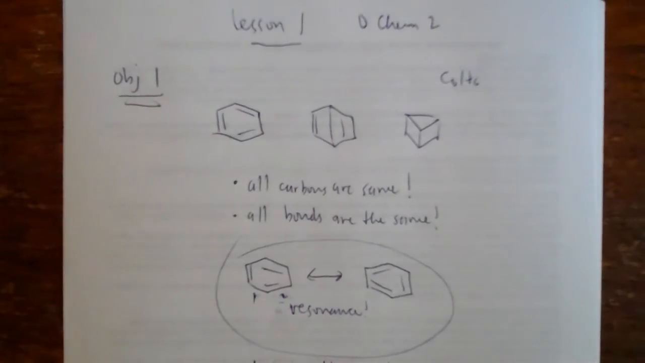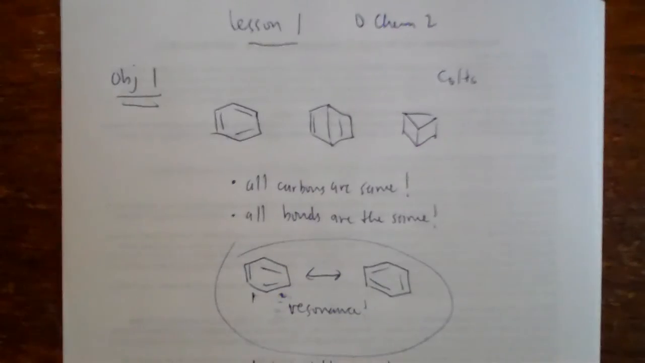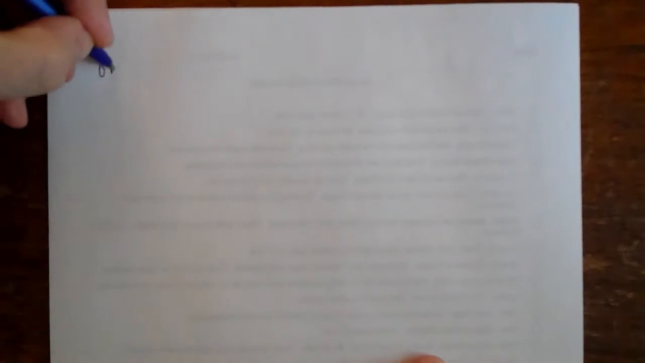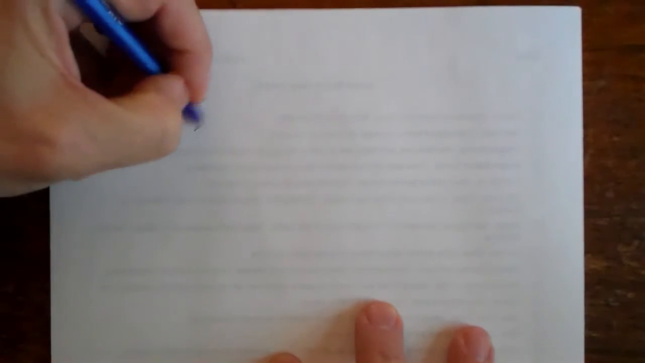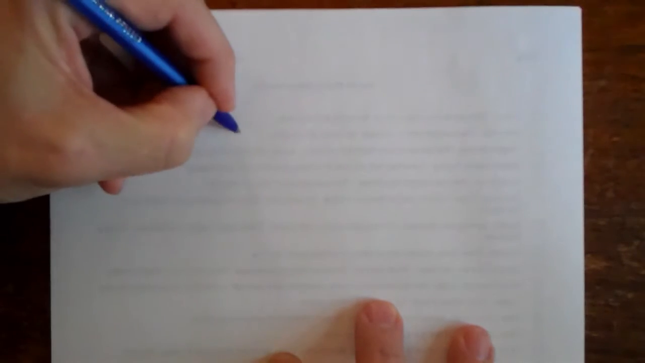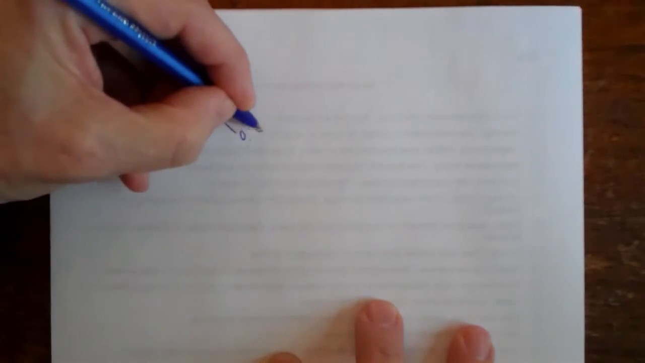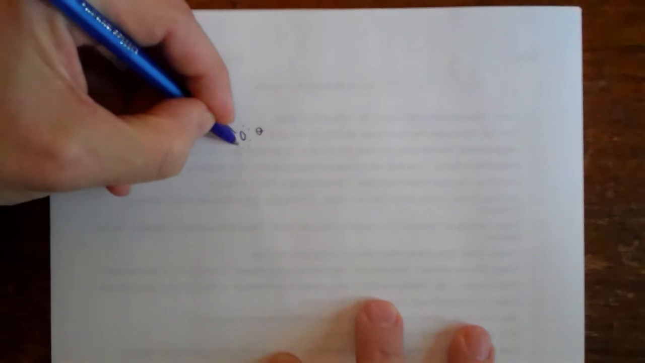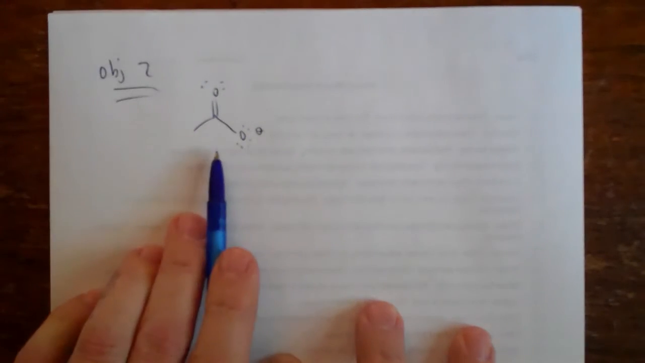So that's the main point of objective number 1. The main point of objective number 2 is to draw resonance contributors and resonance hybrids of organic species. So let's do an example. I think my favorite example, and probably the one that shows up in every Gen Chem textbook, is, can you name that structure there? Pause for a second and name that structure.